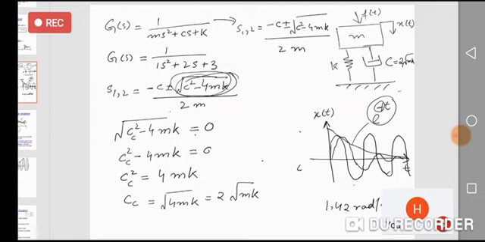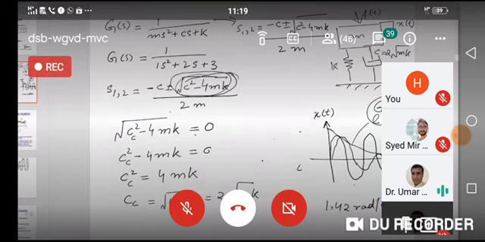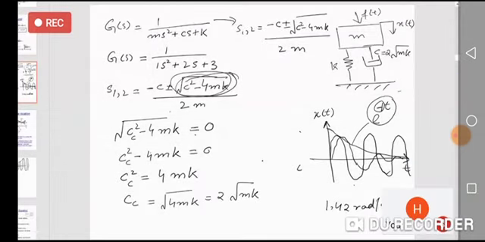Is this clear? Sir, please repeat this last statement. Okay. Look at this system. If I use C value equal to 2 under root mk, now what should this C value be called? This is now CC, that the damper value is equal to critical damping.